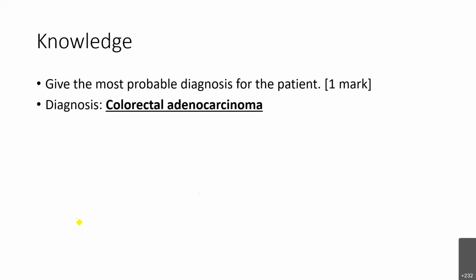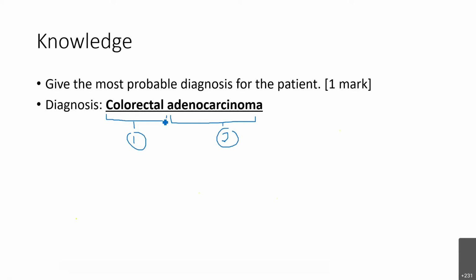It depends on the examiner. Some examiners will accept adenocarcinoma, but others will still need you to put in colorectal adenocarcinoma. Why? Because there are a lot of adenocarcinomas that can occur in a human body. So you need to be more specific even in the diagnosis. You need to mention colorectal adenocarcinoma. So you need to mention both.